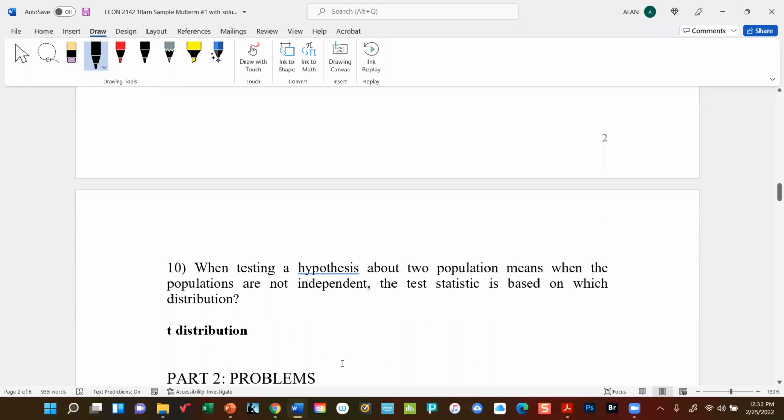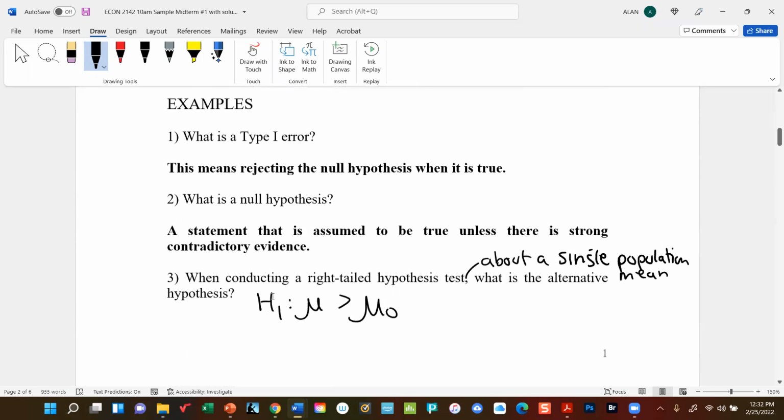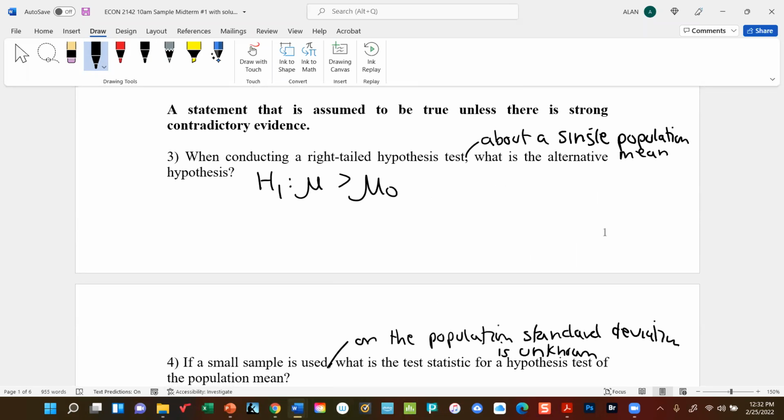Now, this one, when testing a hypothesis about two population means when the populations are not independent. This is the case where we had what are called paired samples. This is the one we saved for last. The ones with the tables, basically. If you recall the test, in fact, we can just go back up here and confirm that.